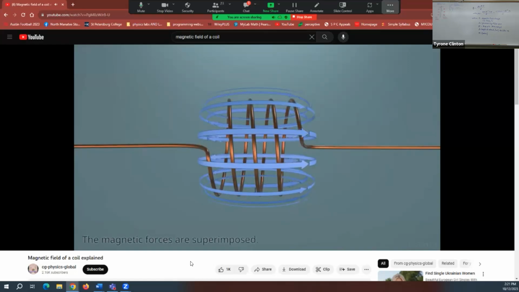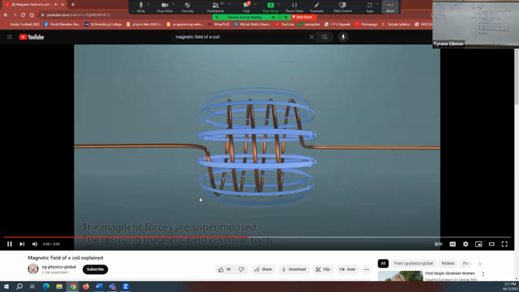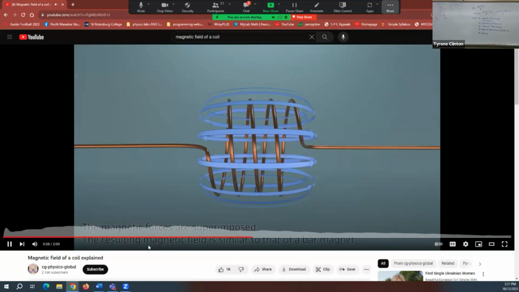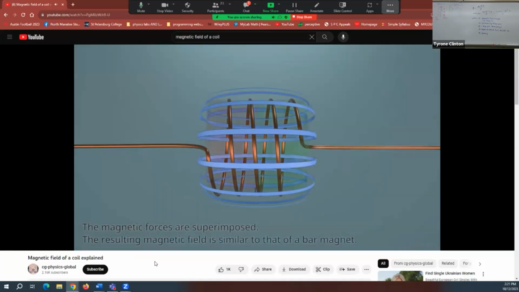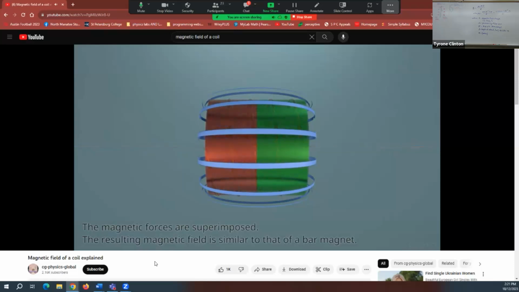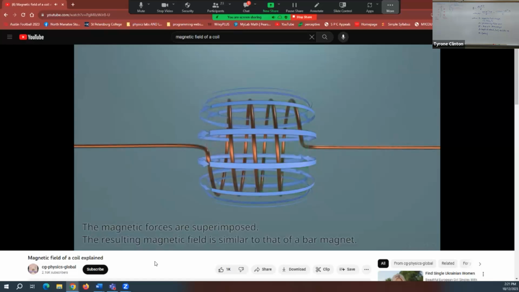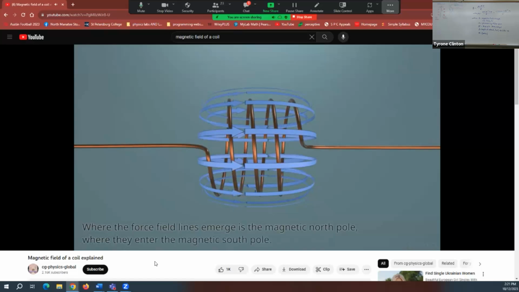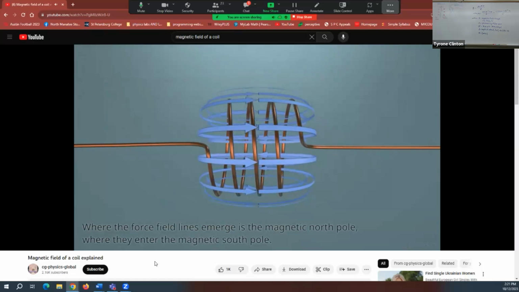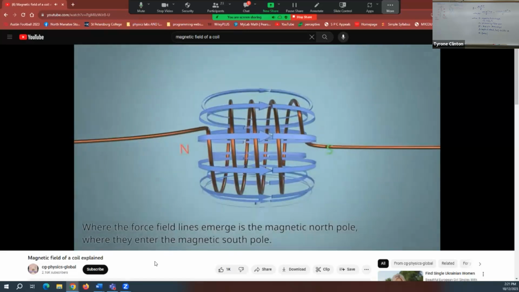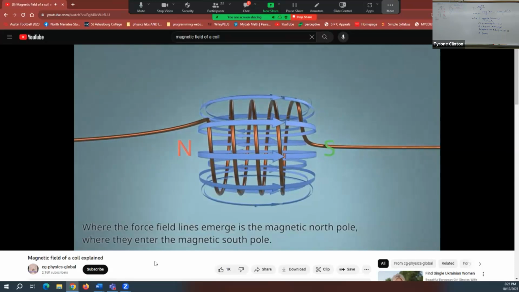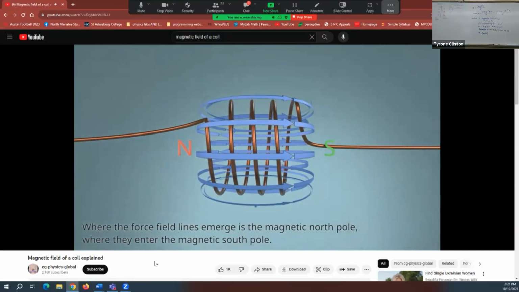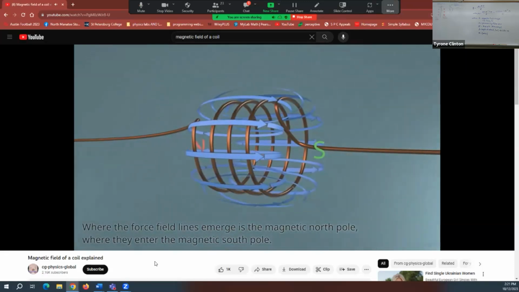Essentially, it's going to produce some superimposed magnetic field. So the magnetic forces are superimposed, and the resulting magnetic field is similar to that of a bar magnet. Where the force field lines emerge is the magnetic north. Where they enter is the magnetic south pole. Remember, that's what I was talking about in terms of the direction of the lines.